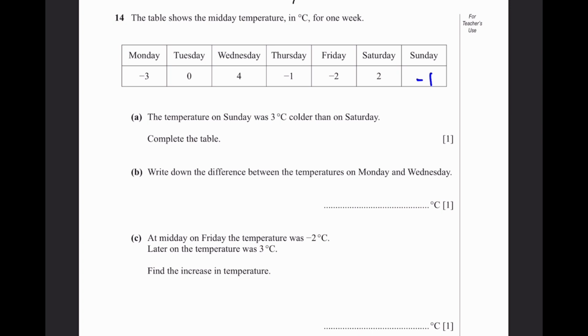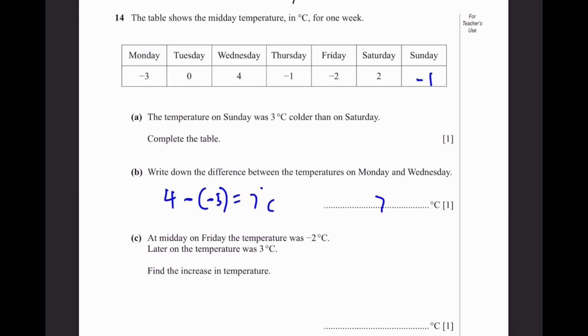B. Write down the difference between the temperatures on Monday and Wednesday. So on Monday it is negative 3 degrees Celsius, and Wednesday is 4 degrees Celsius. So let's subtract Wednesday minus Monday. It's equal to 7 degrees Celsius difference. That's the answer.